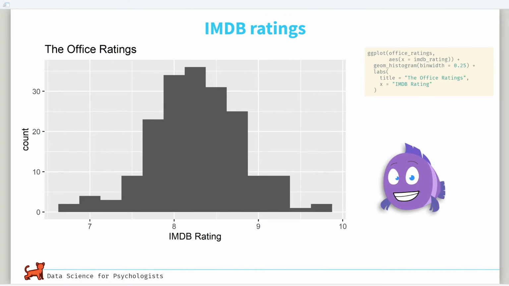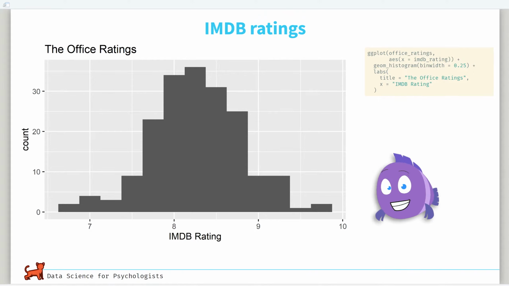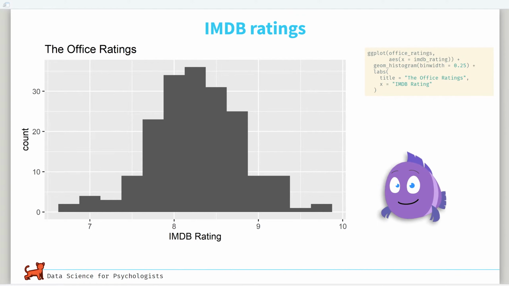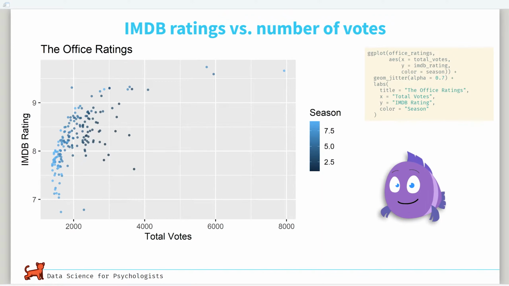So here's a nice distribution of the IMDb ratings. They range considerably from 6.5 up to 10, with a nice little histogram here, fairly straightforward. I've got the code on the side so that you can check it out. But let's crawl into this data a little more.